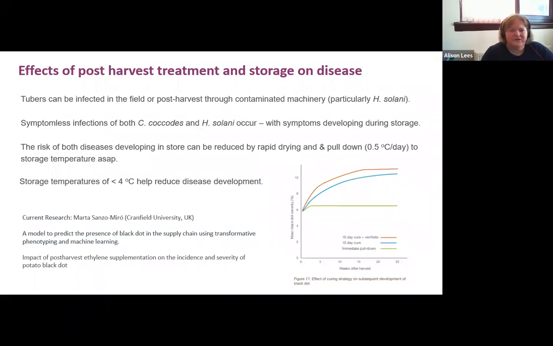There has been work on post-harvest storage, although I'm somewhat less familiar with this aspect. Tubers can be infected in the field or post-harvest, and store hygiene is important to reduce the risk of contamination, particularly for silver scurf. Symptoms can develop in storage, and risk can be modified by manipulating storage conditions. I'm aware of some ongoing work at Cranfield University in the UK to develop a model to predict black dot in the supply chain and to look at ethylene supplementation on black dot, but I don't have any further details or results of that work to share with you.